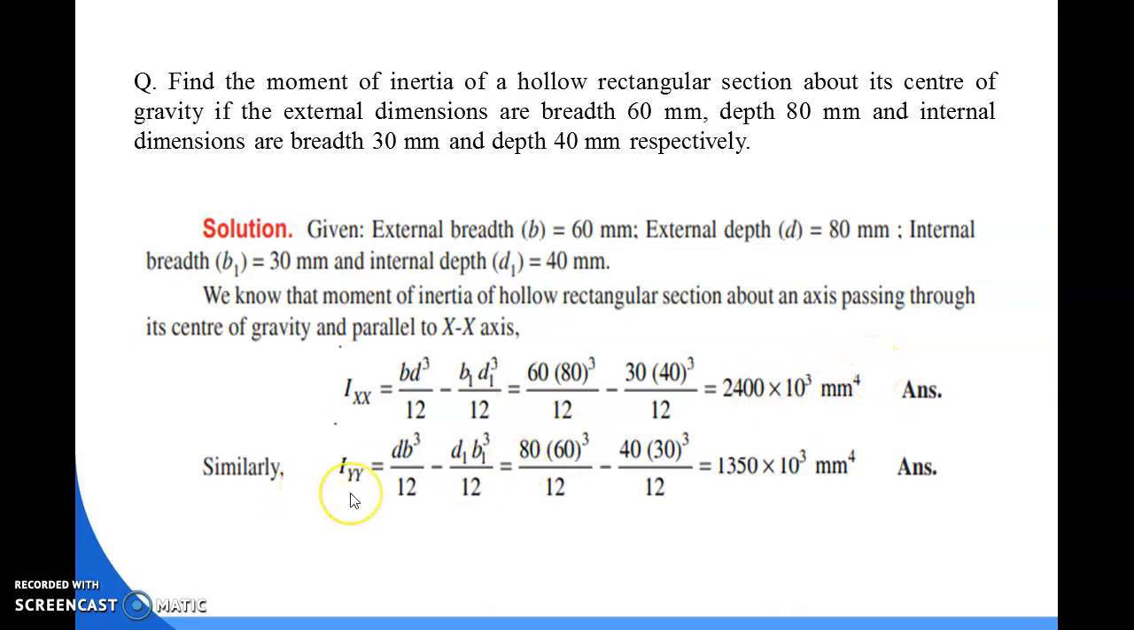Similarly, along the y-y axis, the value will be db³/12 minus d1b1³/12. So by putting all the values, the answer will be 1350 into 10 to the power 3 mm to the power 4.